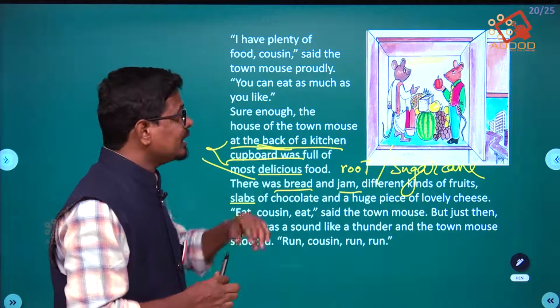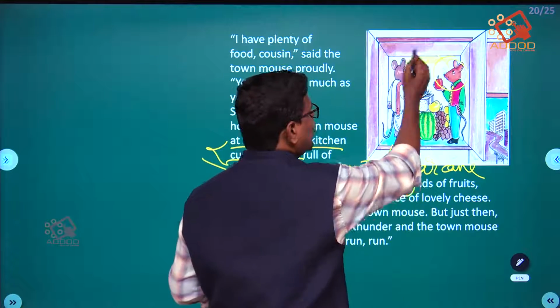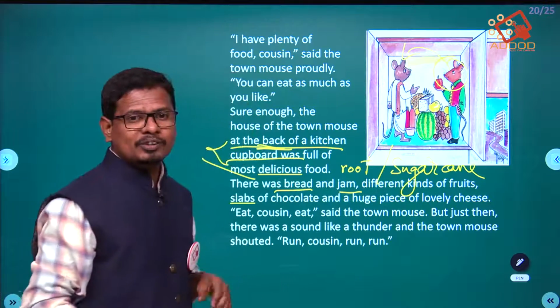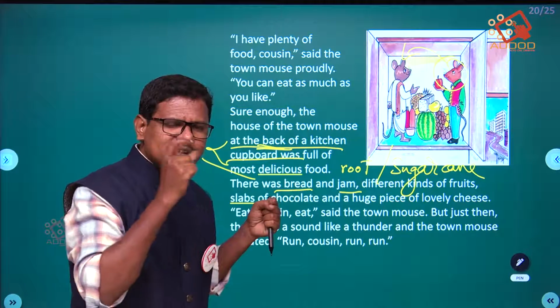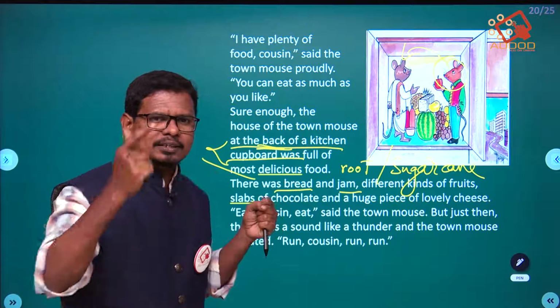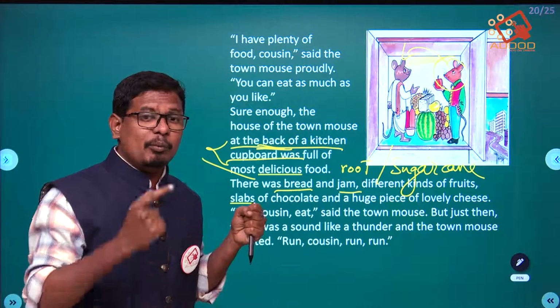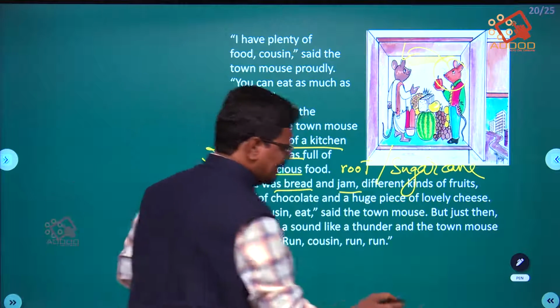Okay, so immediately the town mouse told the country mouse to run, because the owner is coming. They are going to open the cupboard. If they see us eating the cheese or the bread, they start killing us. They poison us. Okay, yeah, so run.